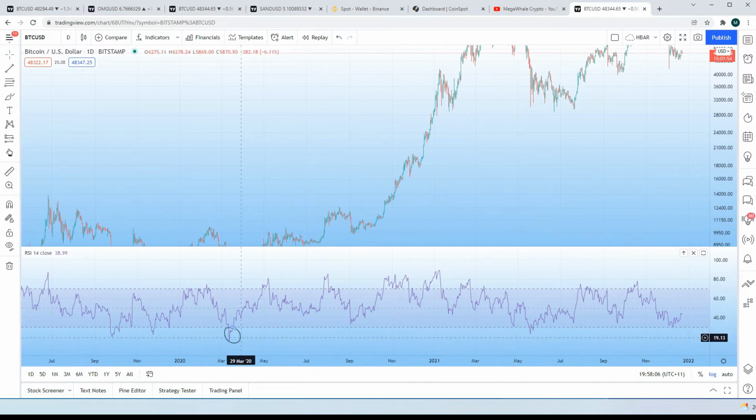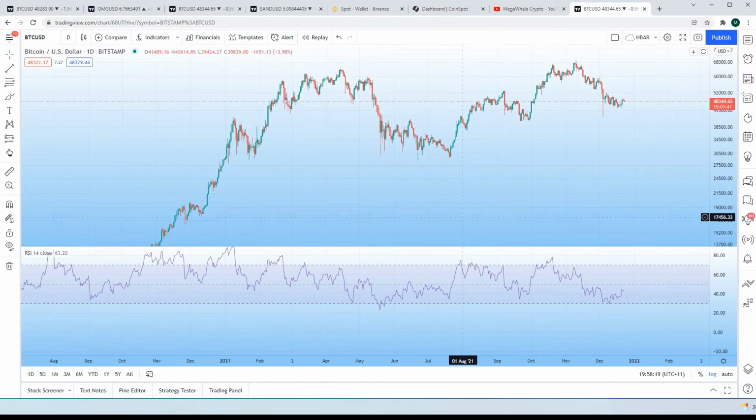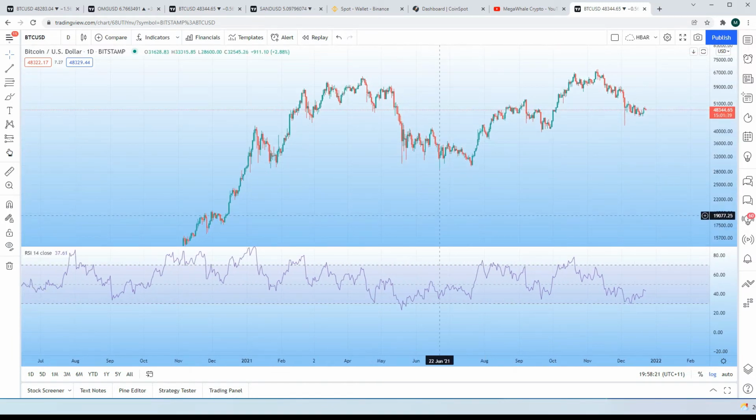And again, when is our entry point? Our entry point will be when the RSI crosses back above 30. So just because it's under 30 and it's oversold doesn't mean it's a good time to enter. We need a reversal. Just as an asset can remain overbought for an extended period of time, an asset can remain oversold for an extended period of time.